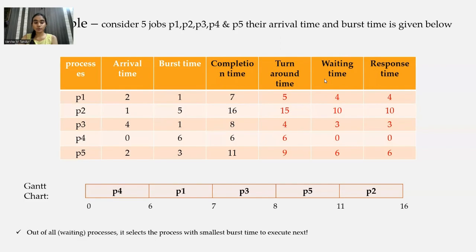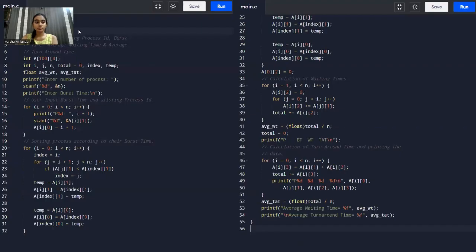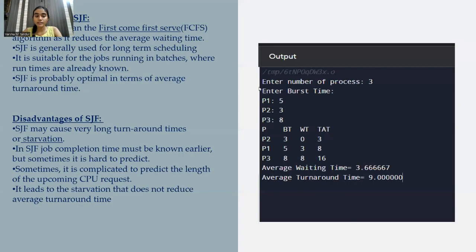Now let us look into the program. The program expects from the user the number of processes to be inputted and the burst time also for the respective processes. Sorting of the processes takes place in this program code, and after that the waiting time and turnaround time are calculated in this part of the program. The output will look like this.